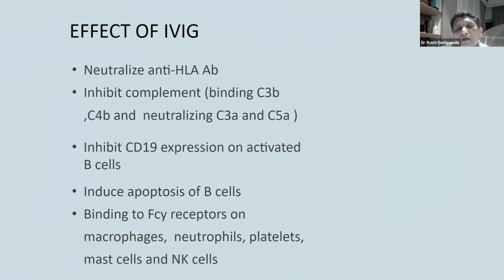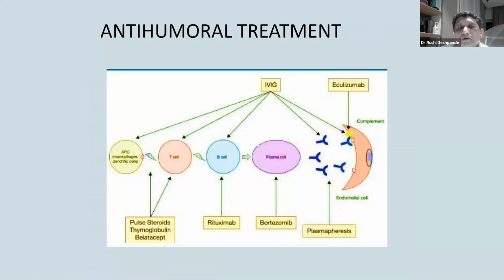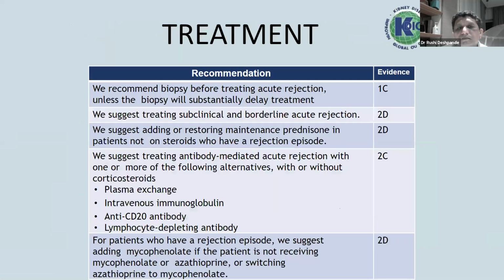IVIG, like I said, can work in a myriad of ways. It can neutralize the antibodies. It can inhibit the complement. It can inhibit CD19 expression on the activated B cells. It can reduce apoptosis of B cells. It can bind to the Fc gamma receptors on other cells like macrophages, neutrophils, platelets, mast cells, and natural killer cells. And IVIG can block all these mechanisms that effectively injure the endothelial cells, causing rejection.